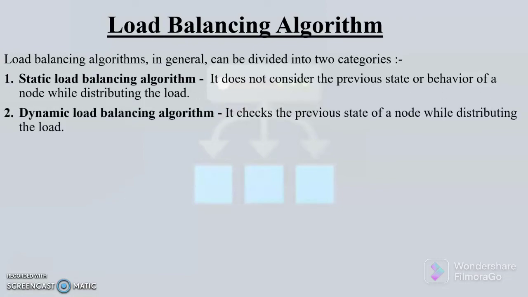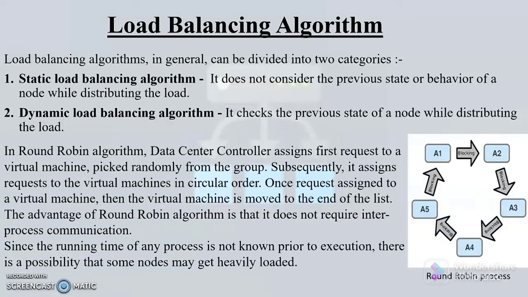The most common load balancing algorithm is round robin. In this, the request is assigned to a virtual machine in order. Once the request is assigned to a virtual machine, it is moved to the end of the list. The advantage of the round robin algorithm is that it does not require inter-process communication.